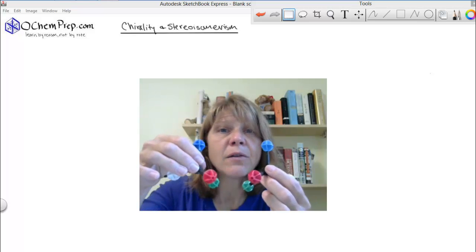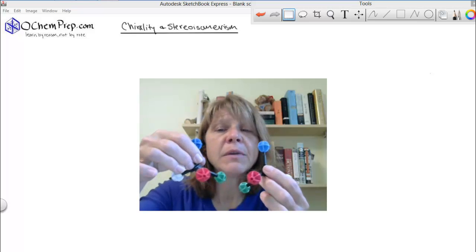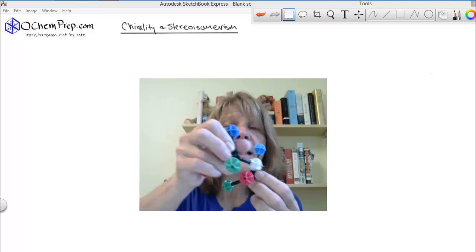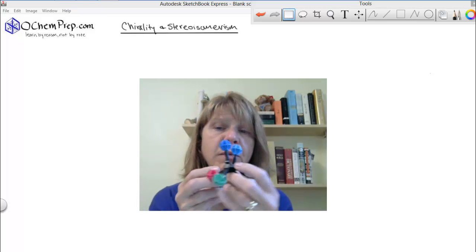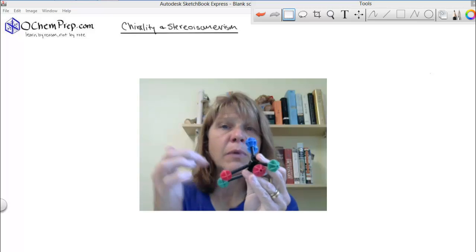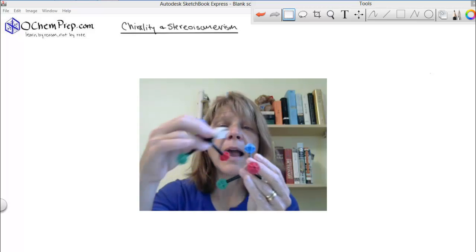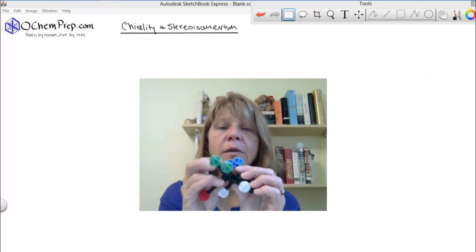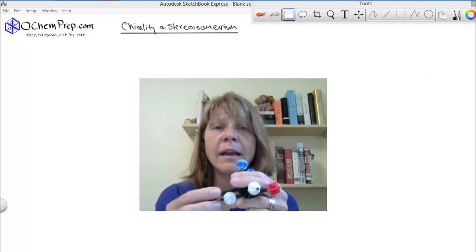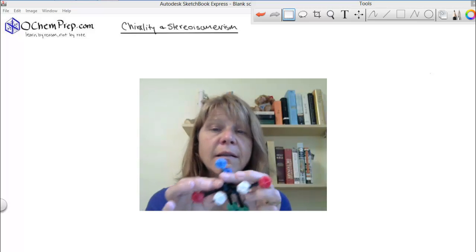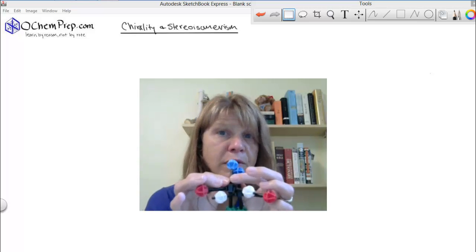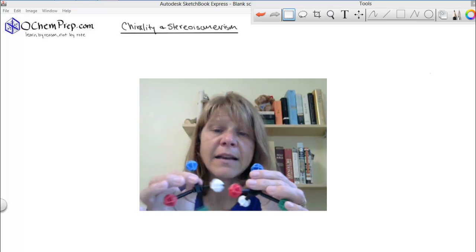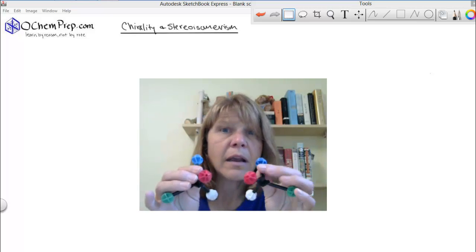But because they don't have a plane of symmetry, mirror images can never fully line up, just like our hands can't line up. I can line up the white and the blue balls, and then the red and the green balls don't line up. Or let's try the green and the blue, and then the white and the red don't line up. So these molecules are non-superimposable, but they are mirror images. So this is a kind of handedness that we'll be talking about in molecules.